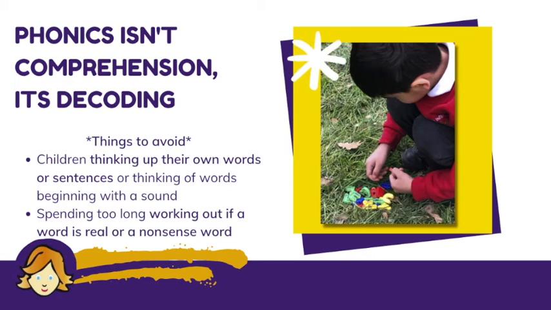First of all, avoid children thinking of their own words and sentences, or thinking of words beginning with a particular sound. So when you say to the children, oh, who can think of a word beginning with B? Or who can tell me some words that have got the ow sound in them? What you're asking them to do is trawl through their vocabulary of known words. So that's a language comprehension intention, not an intention which is about recognising the letter sound correspondences or being able to read them in whole words. So definitely avoid those. Always be in control of the words yourself and the sentences that you want the children to be able to read.